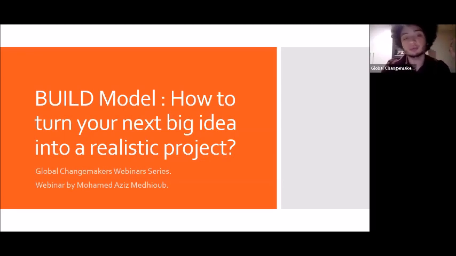So what you'll learn through this session, through this webinar, are three main components. First, to learn what the BUILD model is about. Two, what do the different words in the BUILD model stand for? And three, what are the steps under each component of the BUILD model and how those steps will help you actually make your business, your next project, your next idea a realistic project.